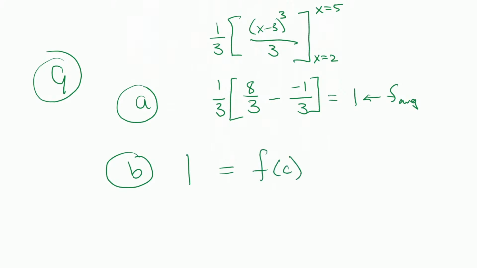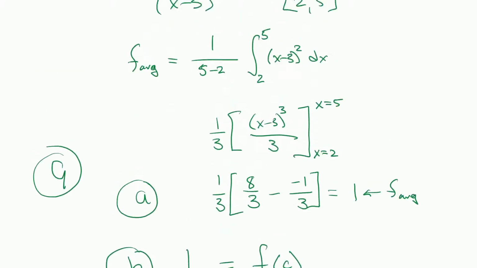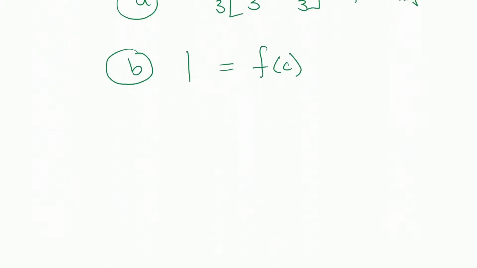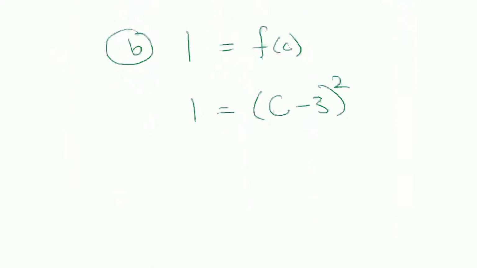So f of C. Well, what's f of C? Well, f of C is what you get if you take C and plug it into this wherever you see an x. So let's do that. 1 is equal to C minus 3 squared. So instead of x minus 3, I just have C minus 3. So that's all it's asking you to do. I'm sure you could solve this equation. I'm going to do it, though, because we got to get for part C. So at this point, yeah, super easy.